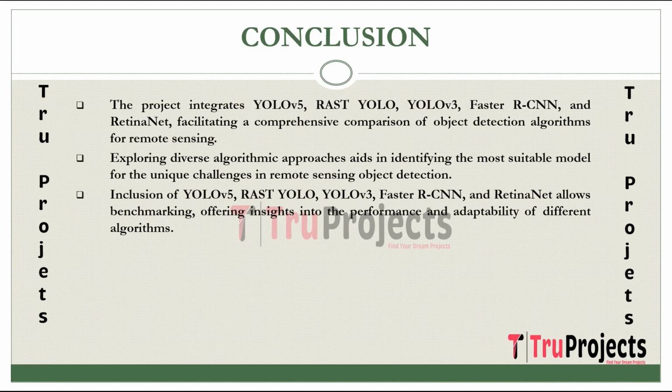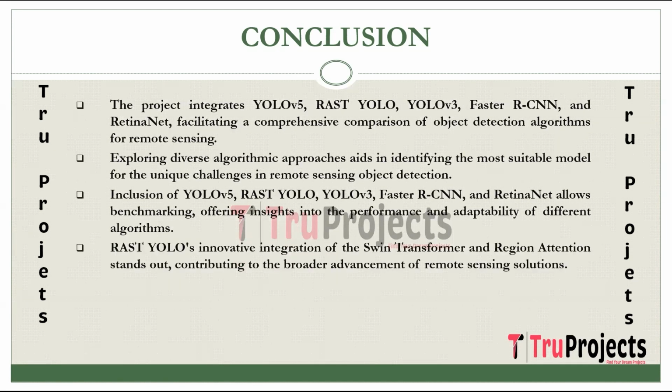The versatility aids in understanding the most suitable model for the unique challenges presented in remote sensing object detection. The inclusion of YOLO v5, RAST YOLO, YOLO v3, Faster RCNN, and RetinaNet enables benchmarking against well established models. This comparative analysis provides valuable insights into the performance and adaptability of different algorithms. While the proposed RAST YOLO algorithm stands out for its innovative integration of the Swin transformer and region attention, the project's broader scope contributes to the advancement of remote sensing solutions. The exploration of diverse algorithms enriches the understanding of their applicability and effectiveness.